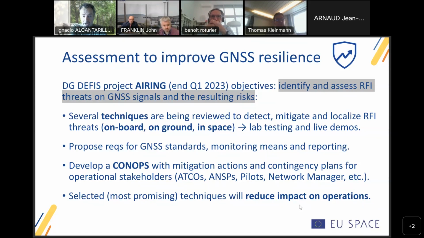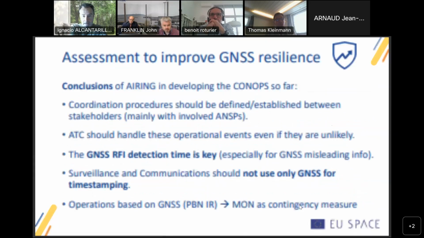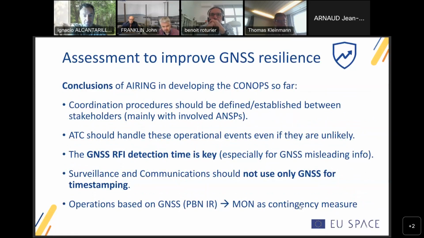It's also working on a CONOPS to have mitigation actions and contingency plans for all the stakeholders so that we can mitigate the case of disruption of GNSS signals. And we are also going to select the most promising techniques to reduce the impact on the operations. As a hint or as a flavor of what's still being worked out, we have the preliminary conclusions of these CONOPS, which I will try to very quickly summarize.